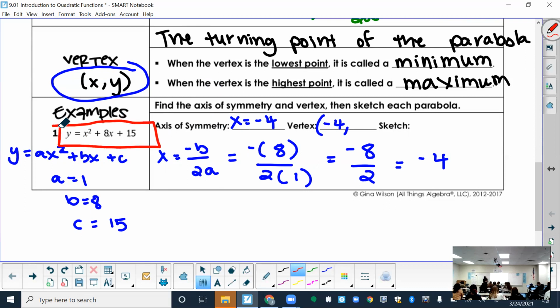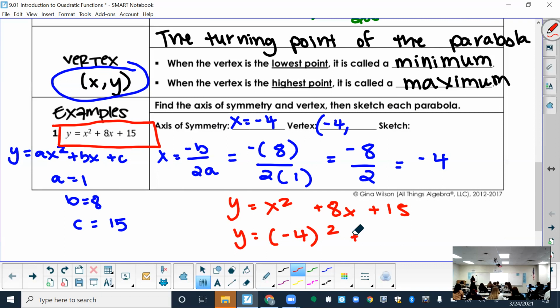All right, so I'm going to take y equals x squared plus 8x plus 15. And since I already know that the x is -4, I'm going to plug that in for the x. Is this bringing back memories? We did this in semester 1. Remember, we focused a lot on input and output.